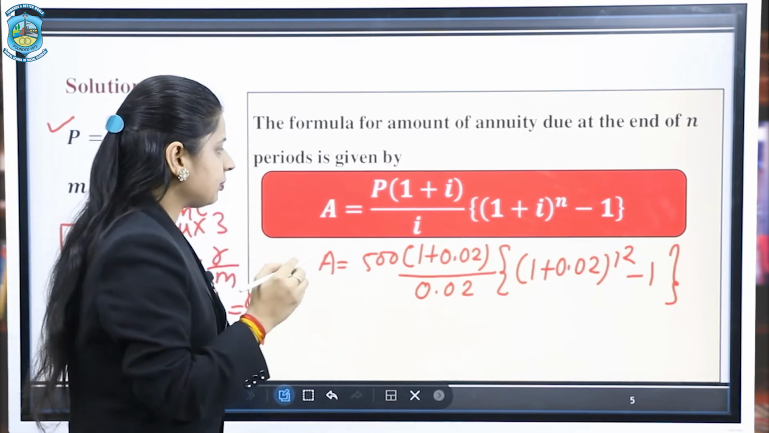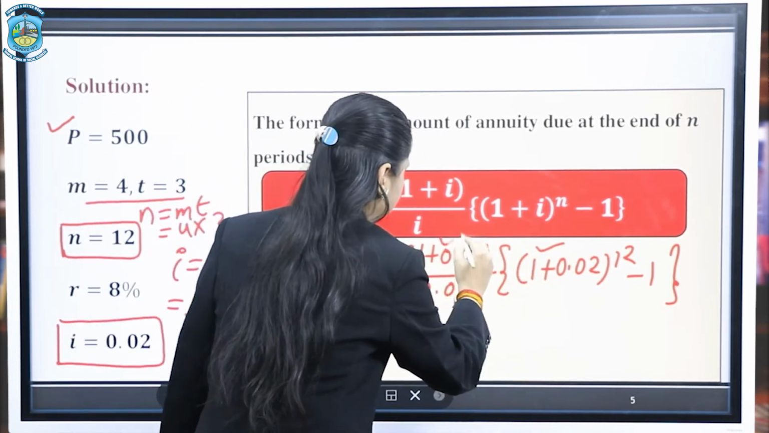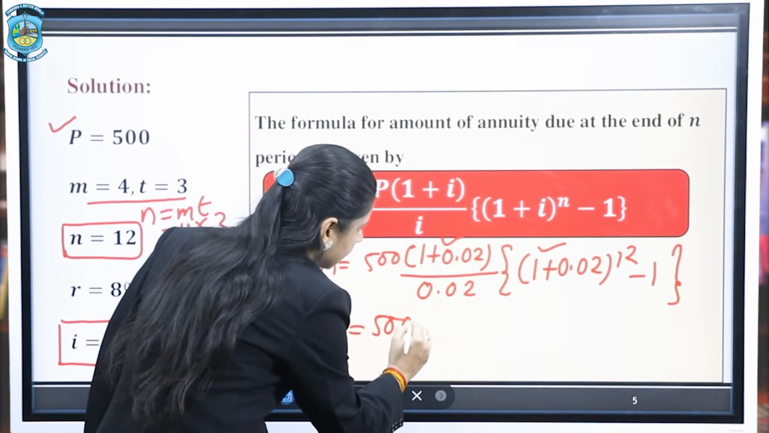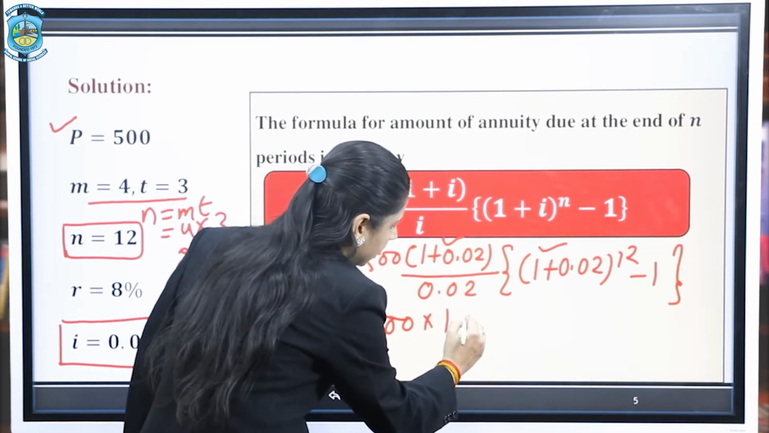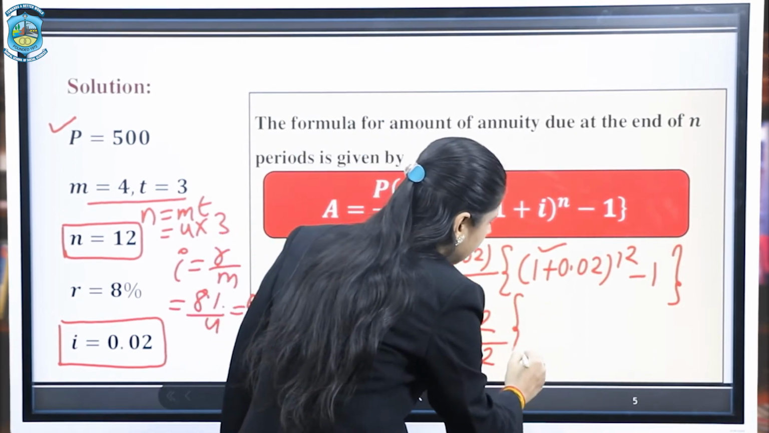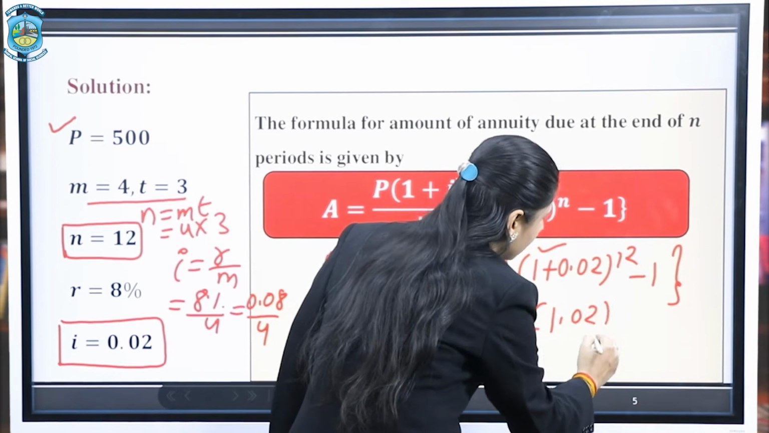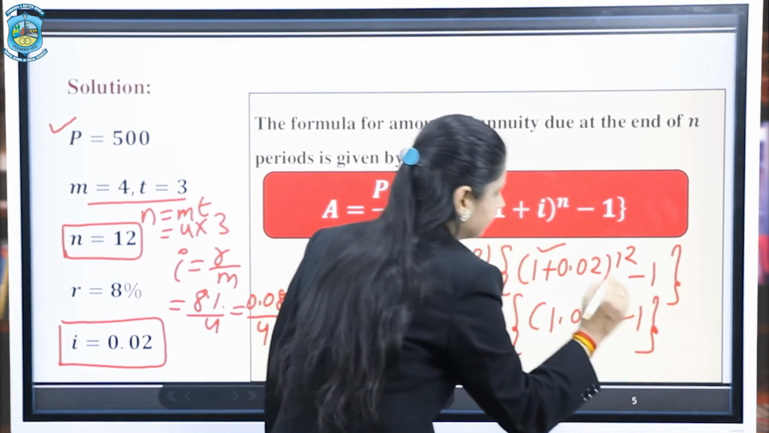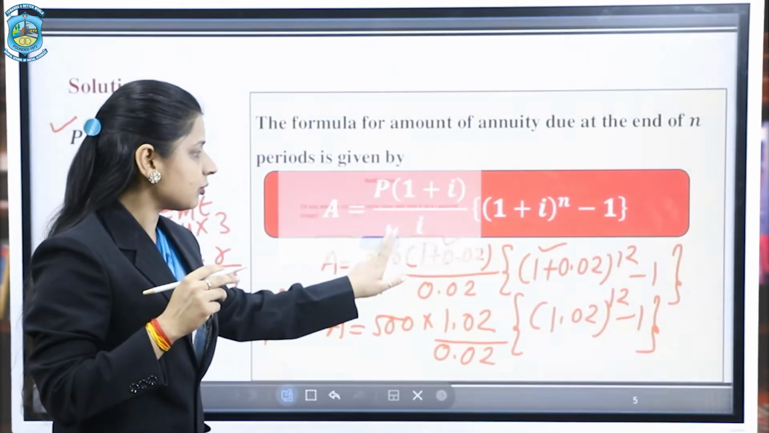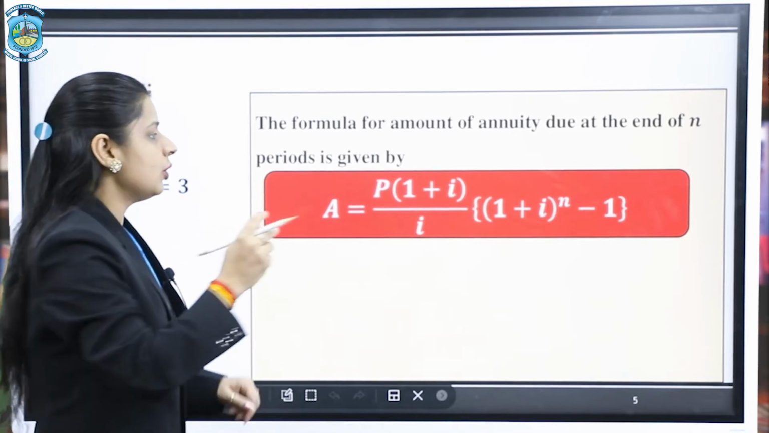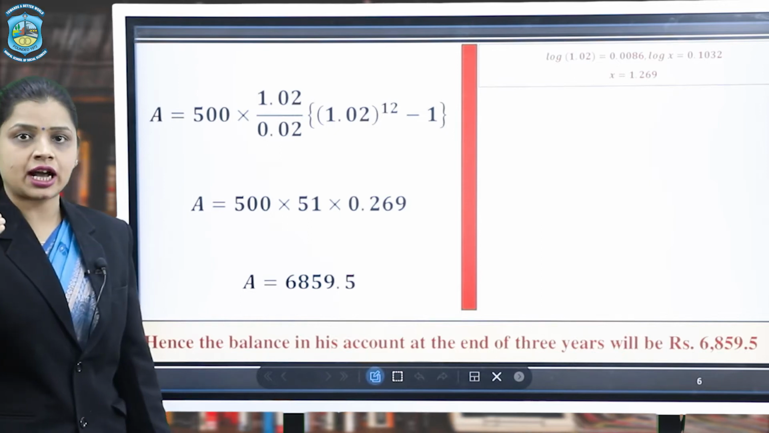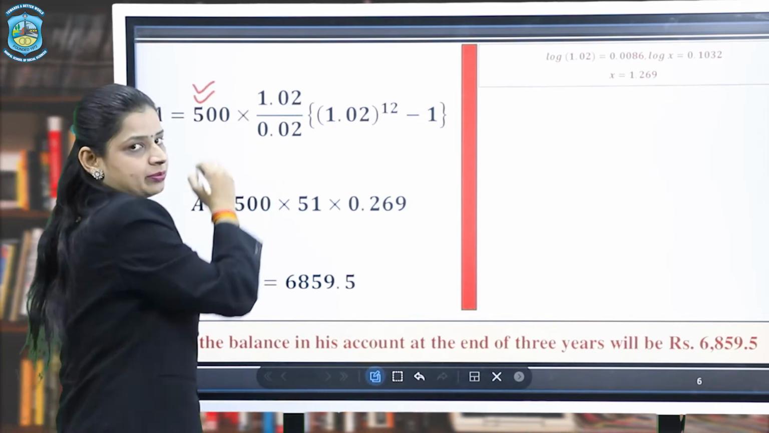Now first we'll simplify the term appearing in the small bracket. We will get this A as 500 multiplied with 1.02 divided by 0.02 multiplied with 1.02 to the power 12 minus 1. Next we will calculate the term in the small bracket, 1.02 to the power 12. So on substituting the values of P, i and n, we get this expression.